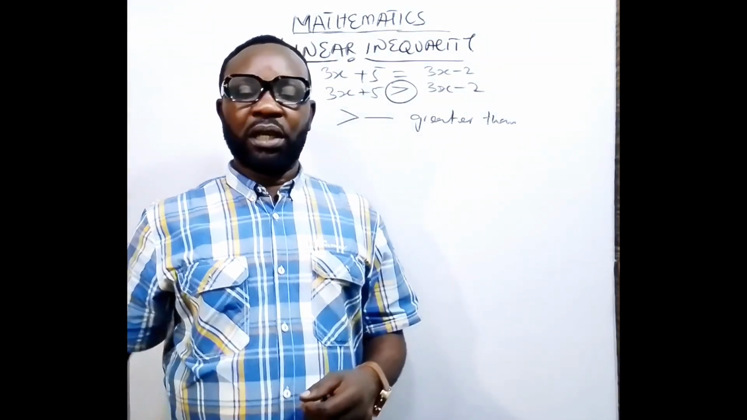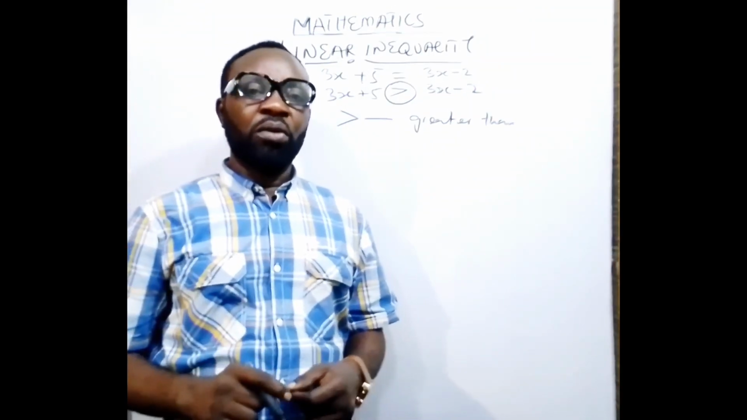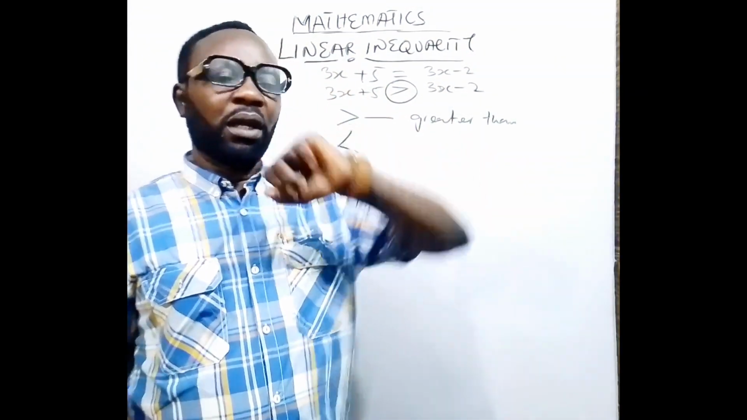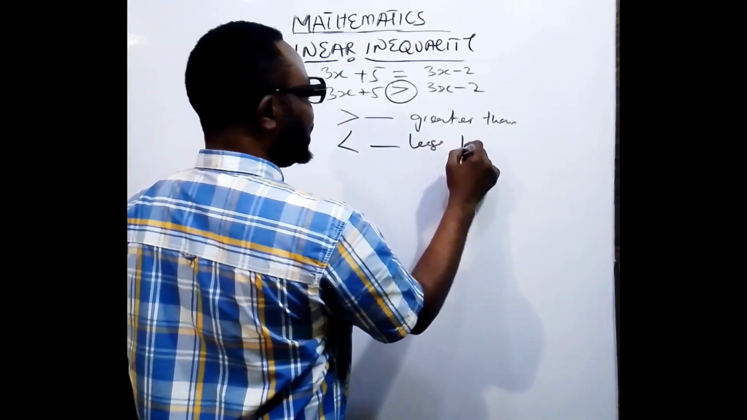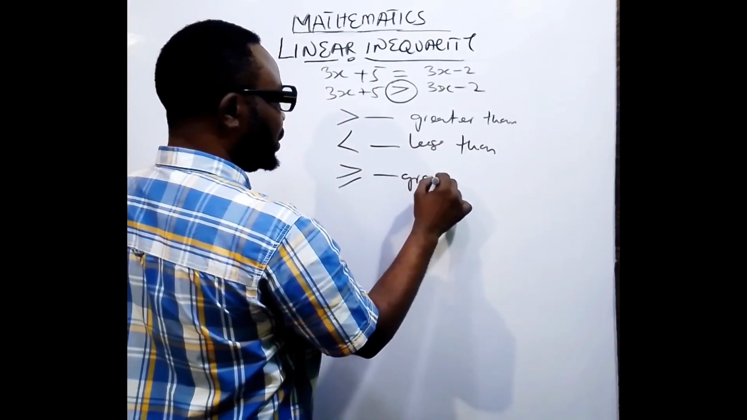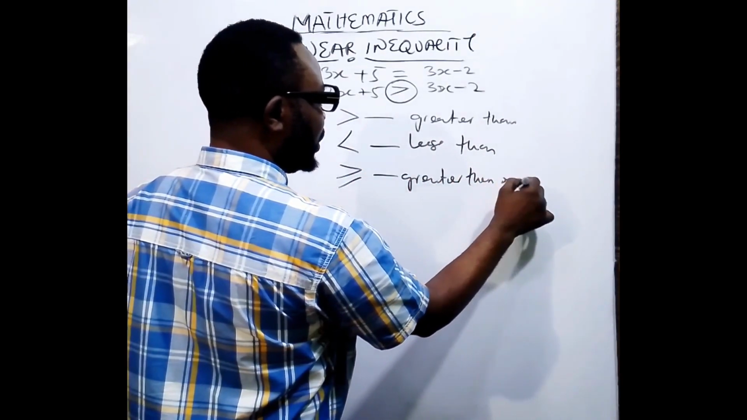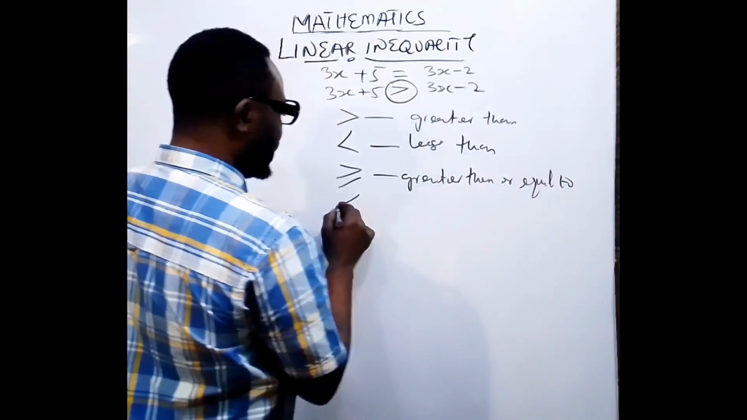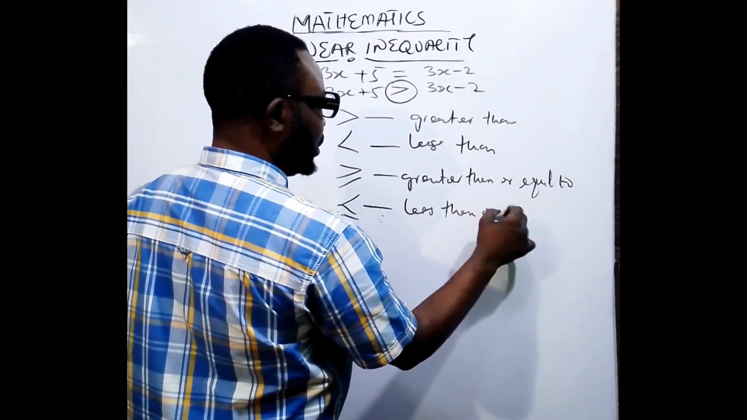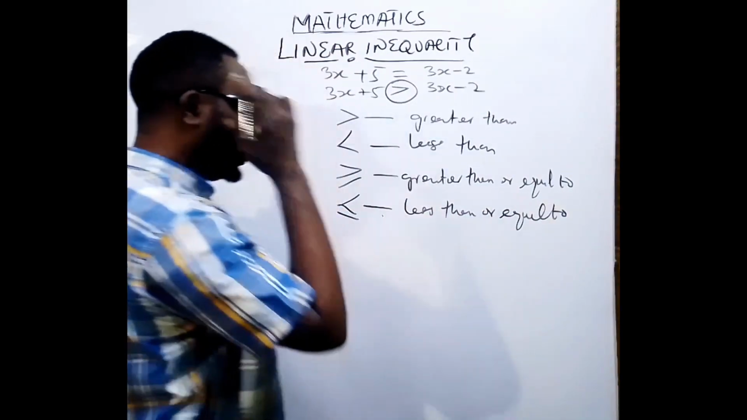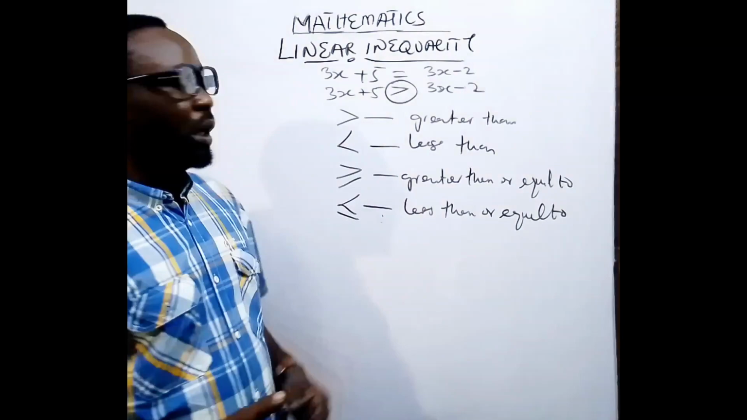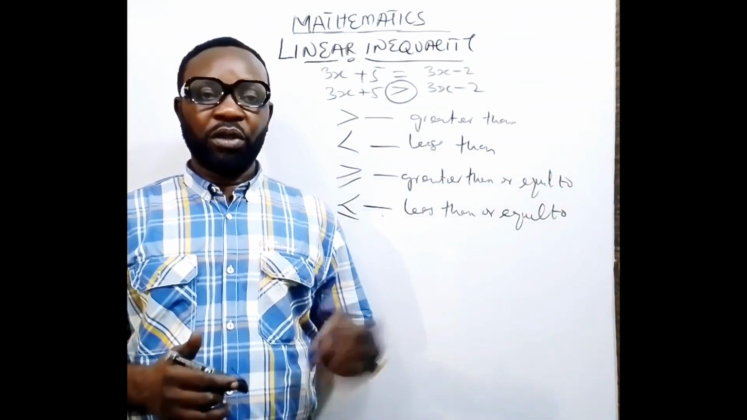That is when you take your right hand and do it in this way, you are going to have a greater than. And also, when you take your left hand and do it, that will be less than. This is greater than or equal to, and this is less than or equal to. These are the signs we make use of in this linear inequality topic that we want to deal with now.